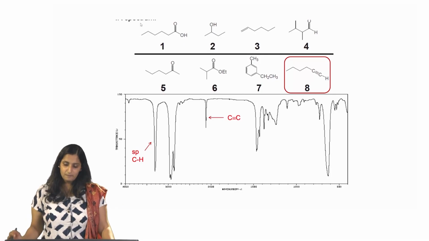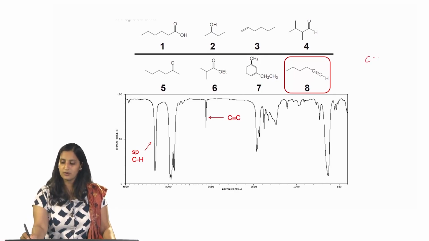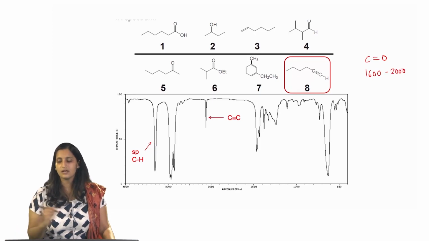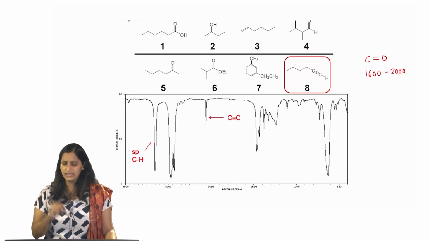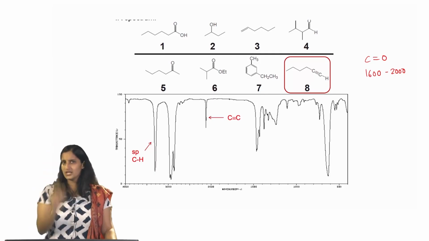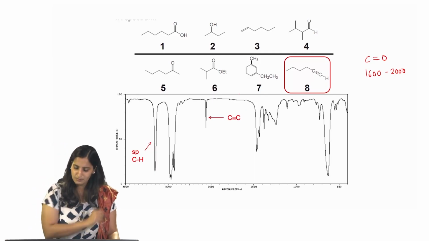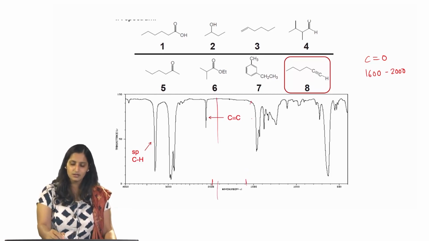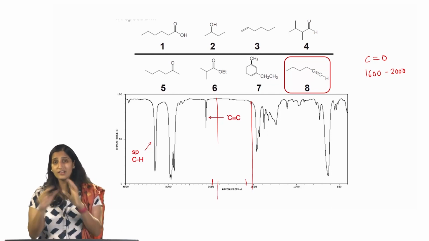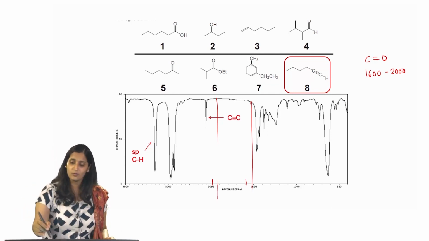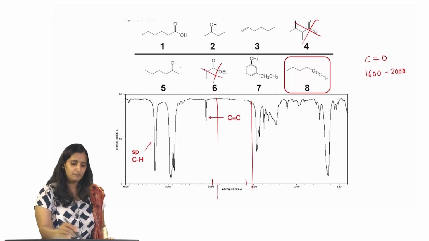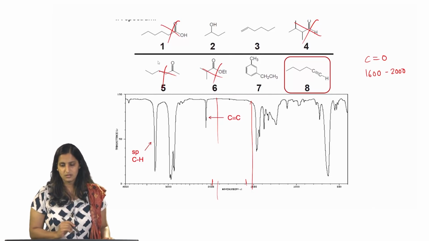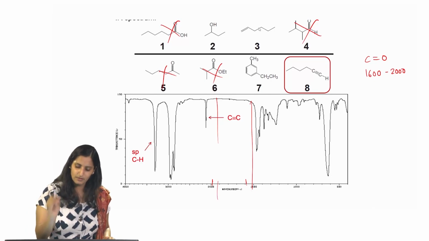First of all, remember that for C double bond O, there is a very distinctive peak between 1600 to 2000 wave number, and that peak is very sharp, long, narrow, nice peak. Around 1600 to 2000 I have nothing in this particular region. So, all the molecules that have C double bond O in it, we can just simply scrap. All of these are not our molecules, even C double bond C for that matter.